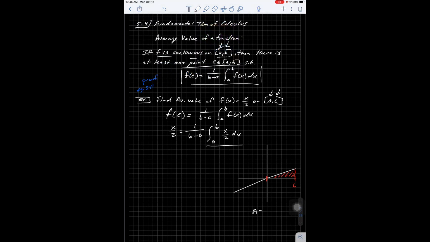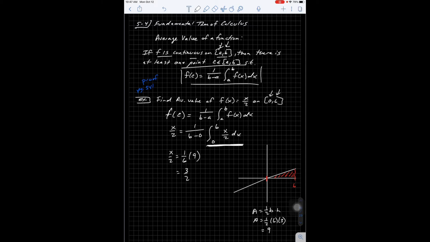So the area of that red region is going to be 1/2 base times height. So that's going to be 1/2. The base is 6 and the height is 3. I didn't draw that to scale. You use your imagination. It should go up to 3. And so my area here is going to be 9. So that's what this value is. So I get 1/6 times 9, which is going to be 3/2.